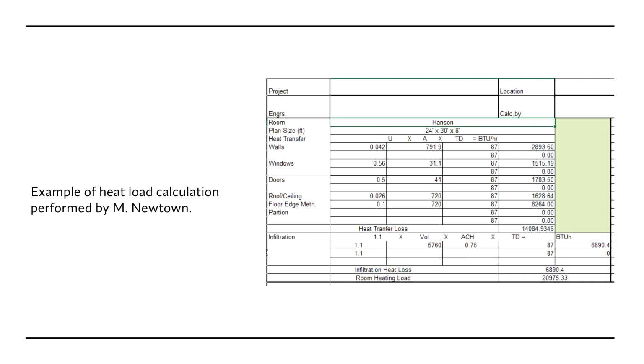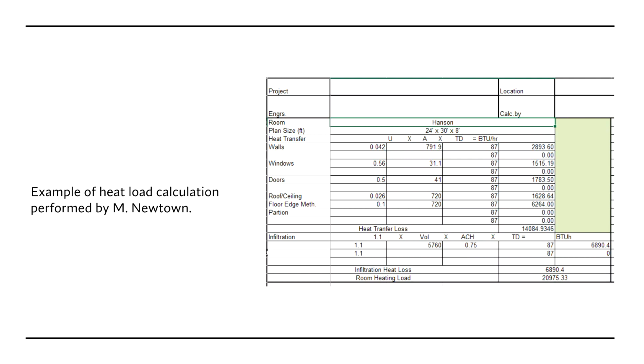That's what a heat load calculation performs for us. It turns the science of energy moving through spaces into a mathematical set of equations that we get an answer to. So back to my heat load calculation here. The infiltration loss in this house was 6,890 BTUs per hour.